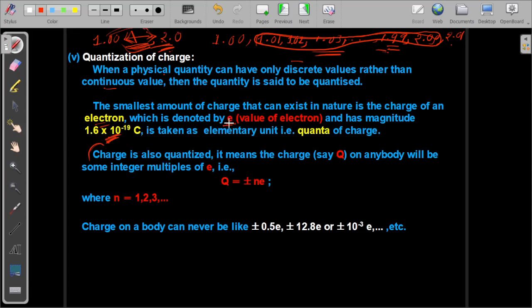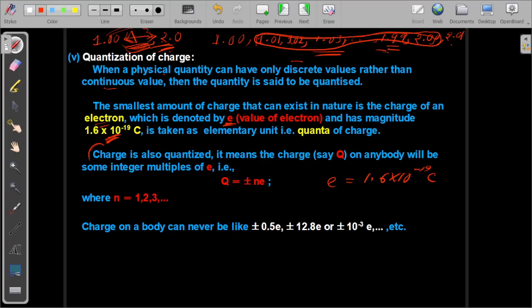That value is denoted by small e. The value of the charge of an electron is denoted by small e. That means e is equal to 1.6 × 10^-19 coulomb. Understood? And since charges are quantized, we will get the total charge in a body as an integer multiple of the electron charge.